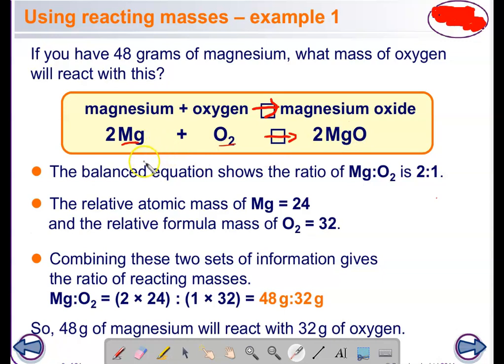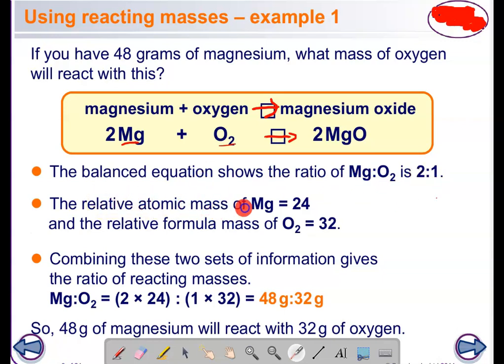Okay, so let's go through our steps. The balanced equation has been given to us. You must be able to write a balanced equation at this stage. It will not always be given to you. You have to be able to write your equation, know your reactants and your products, and balance the equations. And so that has been done. The balanced equation shows that the ratio of magnesium to oxygen is 2:1.